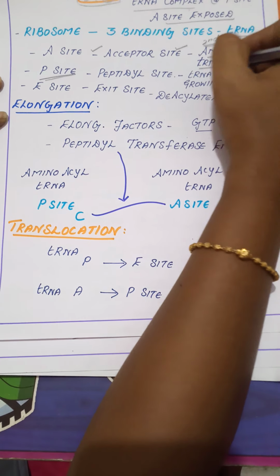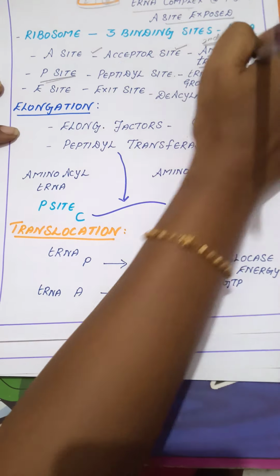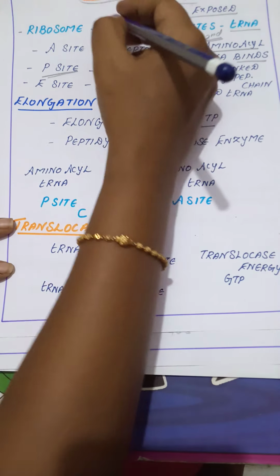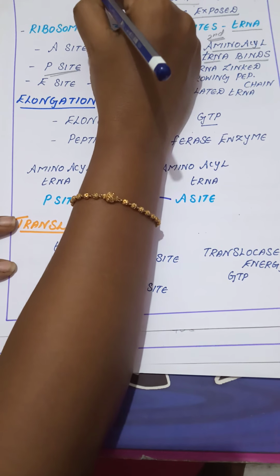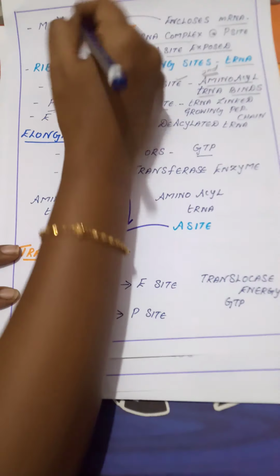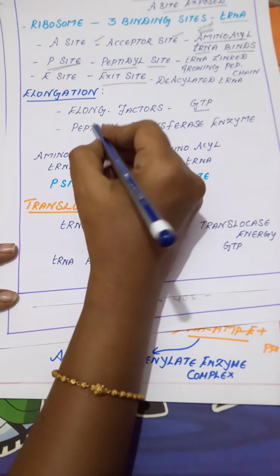What is aminoacyl tRNA? That is a charged tRNA that binds there. The P site is said to be the peptidyl site, where the tRNA linked to the growing peptide chain occurs. The E site is said to be the exit site, where the deacylated tRNA, in the sense of the tRNA without the amino acid, gets released from the ribosome. Okay.